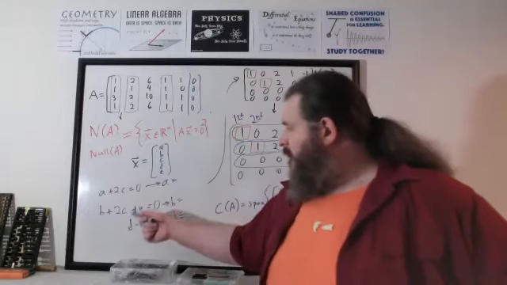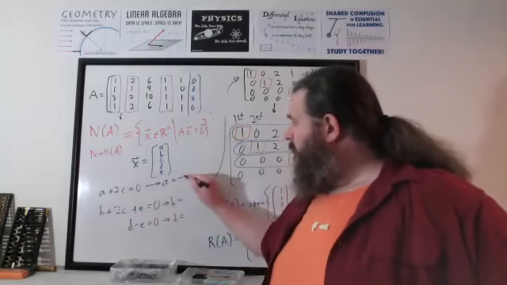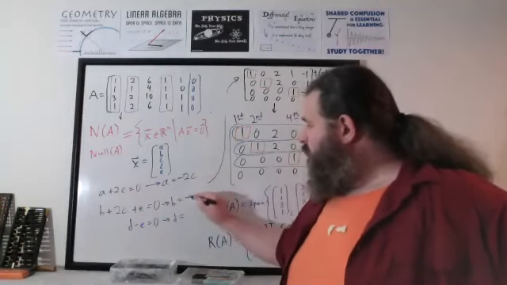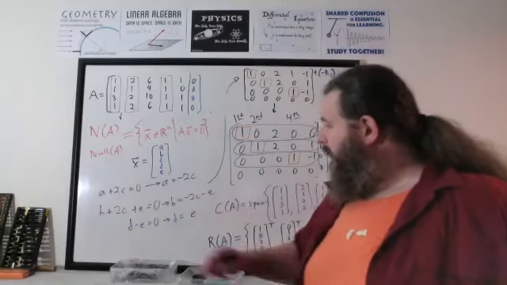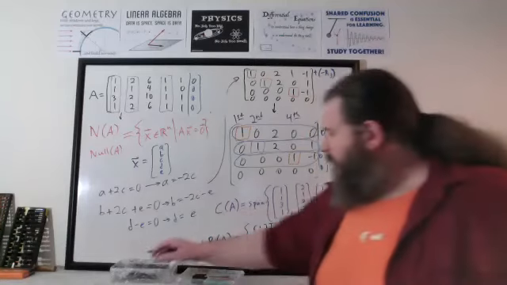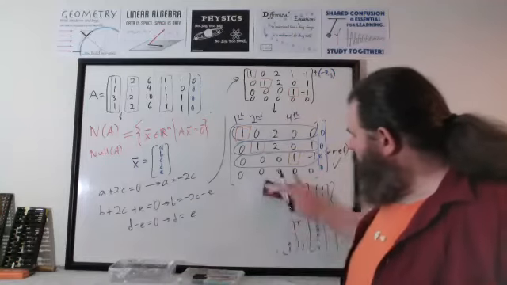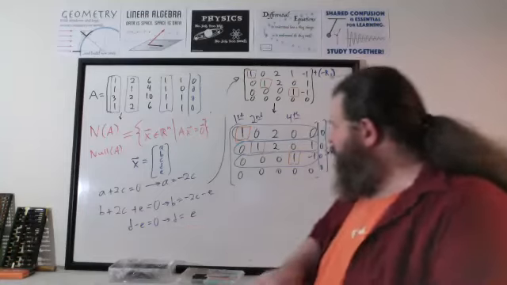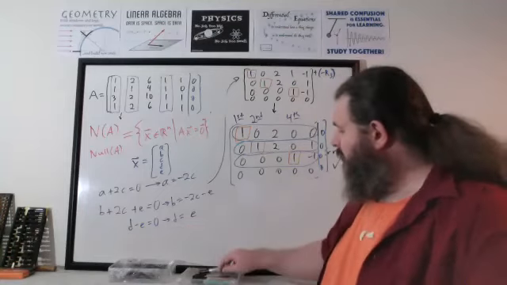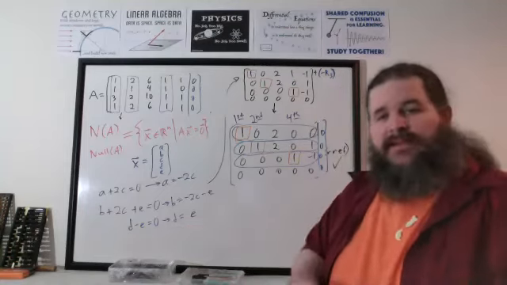So we could isolate, for instance, A, we could subtract 2C from both sides. B, we could subtract 2C and E. D, we could add E to both sides. And at this point, we could now write out our matrix, sorry, our vector, our solution vector A, B, C, D, E.